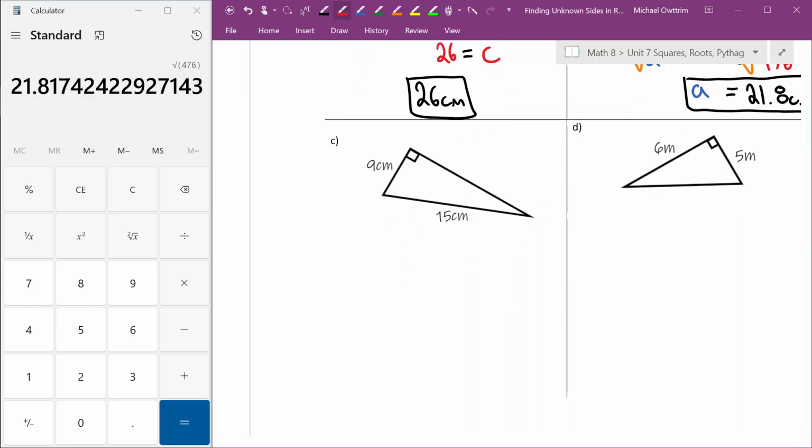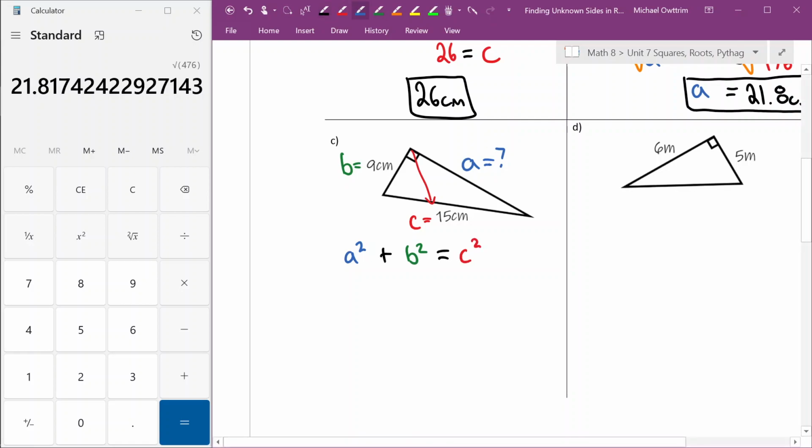Start the next question by labeling. We're going to draw our arrow through our box. It points at side C, which in this case we do know is 15. I like to label A as the unknown side then, and B would be the remaining side of 9. Let's fill in our equation of a squared plus b squared should be equal to c squared, and we'll fill in the numbers that we know.